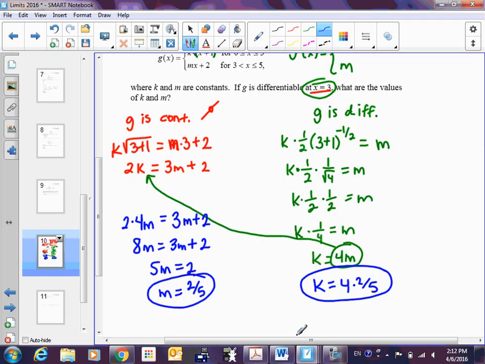Okay, what did you guys get for m? 2/5. Okay, k, you're fine to just write 4 times 2/5. Remember, you don't have to simplify on the free response.